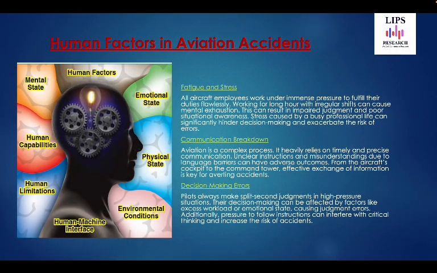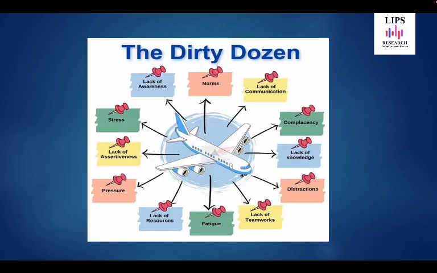By now, we all know why it is very important for us to take a look at human factors in accidents. There are a few common reasons that were found which could be improved in future to stop these accidents: fatigue, stress, communication breakdown, and decision making errors. There are many more, as you can see here. The dirty dozen: lack of awareness, norms, lack of communication, stress, lack of knowledge, distractions, lack of teamwork, fatigue, lack of resources, pressure, lack of assertiveness, and so on.